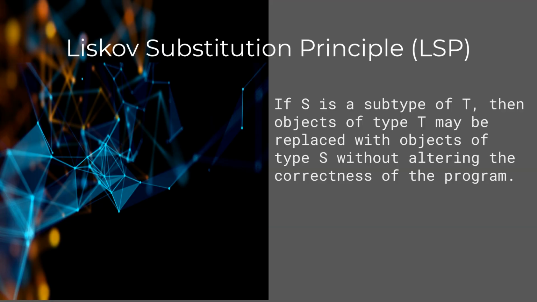If S is a subtype of T, then objects of type T may be replaced with objects of type S without altering the correctness of the program. The academic definition is a bit of a mouthful, but here's the plain English version. If you have a parent class and a child class, you should be able to swap them out without the user knowing the difference. If the child class starts acting weird, you've broken the principle.